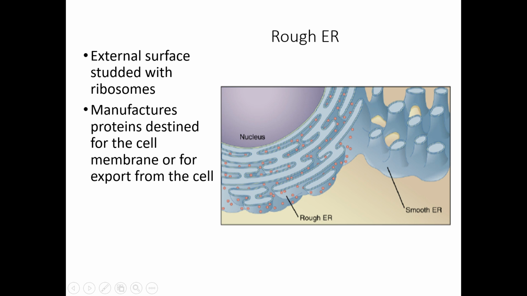Rough endoplasmic reticulum has a lot of ribosomes. So those tiny red dots are ribosomes attached to it. If you remember, ribosomes are producing proteins, so here is the main function of the rough endoplasmic reticulum, production of proteins for all different purposes, for using inside of the cell or for exporting outside of the cell.